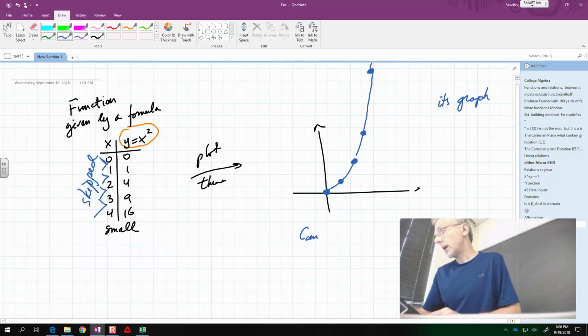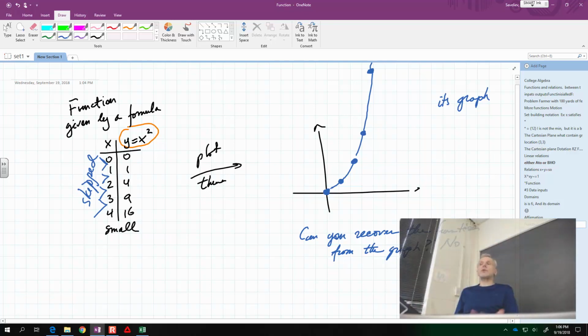Now the question becomes, can you recover the function given by a formula from the graph? And the answer is no. Generally speaking, unless you know that it is straight lines or some very narrow circumstances, you cannot. All you have is a lot of information there, and you can certainly get a lot of points. You can recover a table, but you cannot recover the formula.